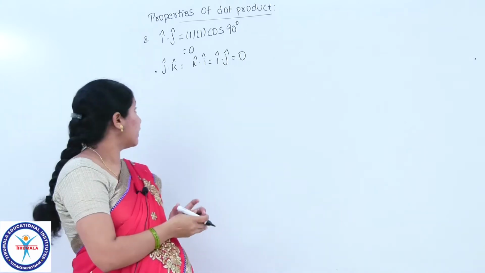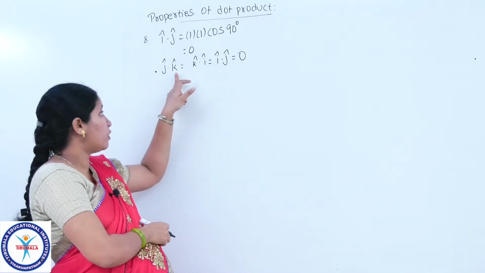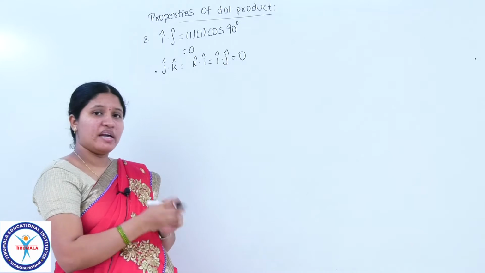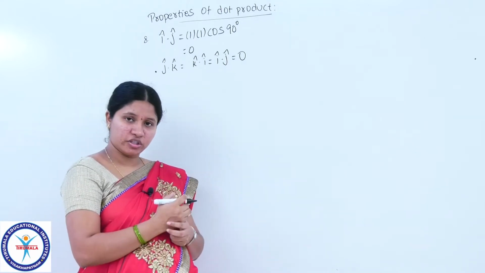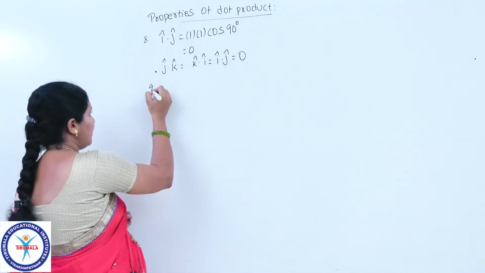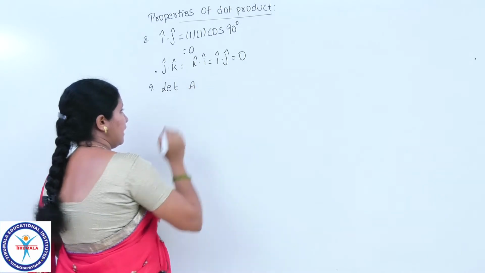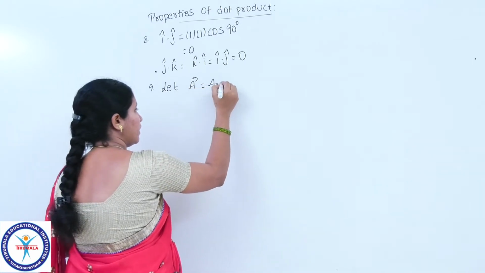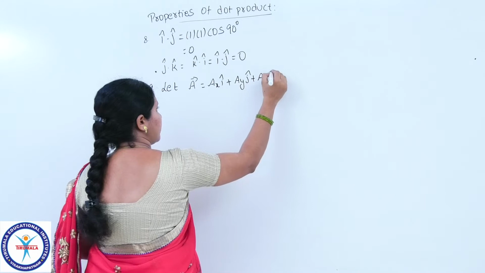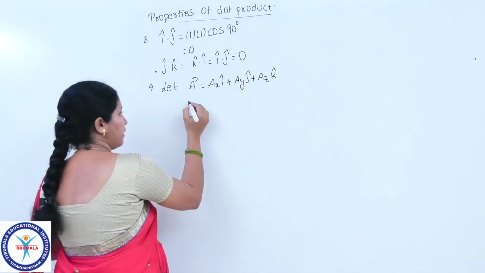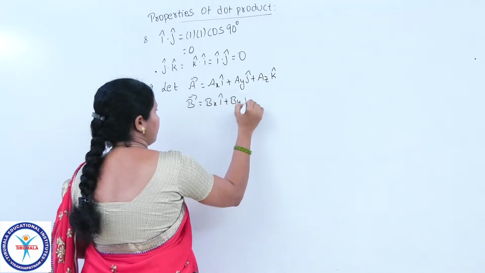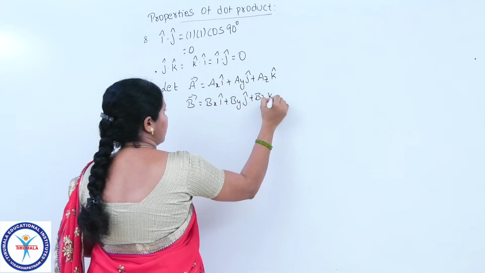So in the case of the dot product, i dot j, j dot k, k dot i or i dot k, we get the value as 0, and if we consider i dot i, j dot j and k dot k, we get the value as 1. Now let us consider two vectors. Let a bar is equal to ax i cap plus ay j cap plus az k cap, and another vector b bar is equal to bx i cap plus by j cap plus bz k cap.